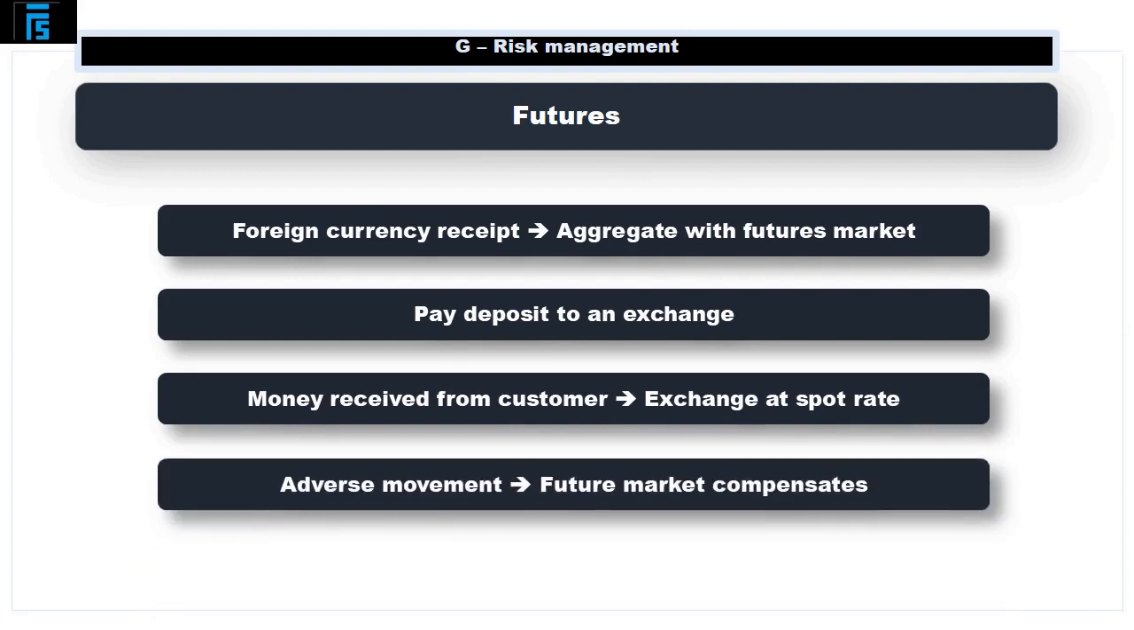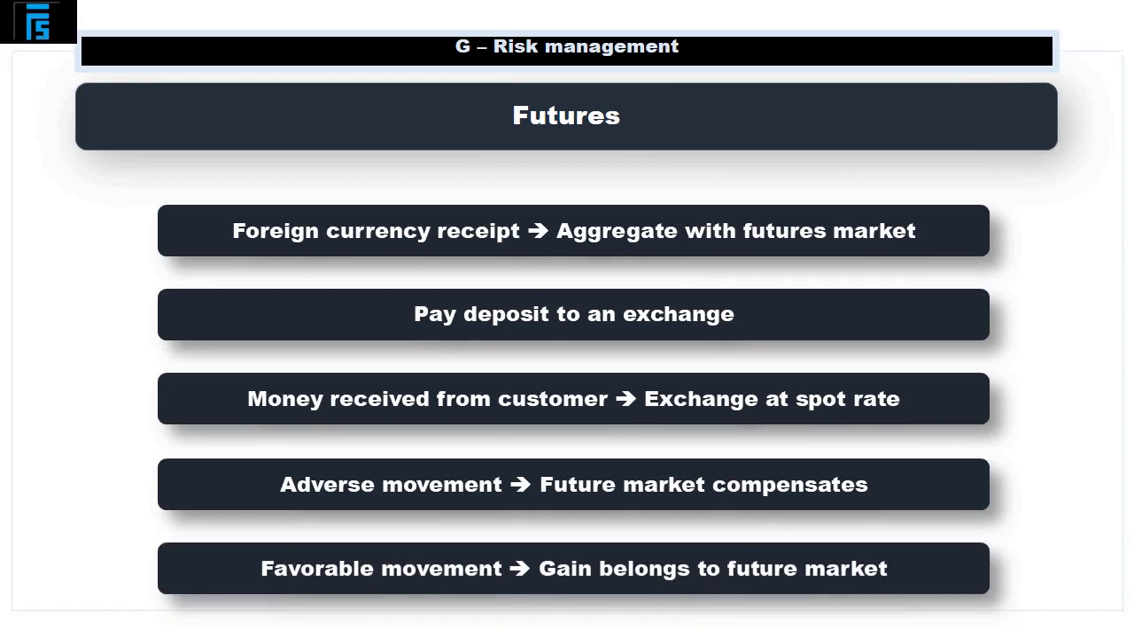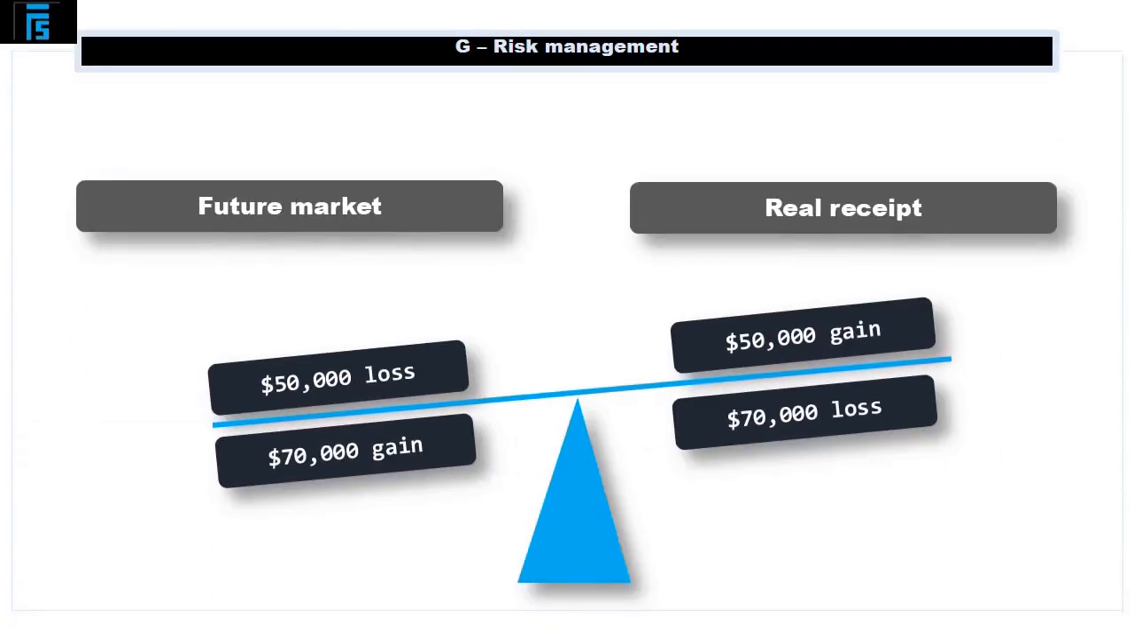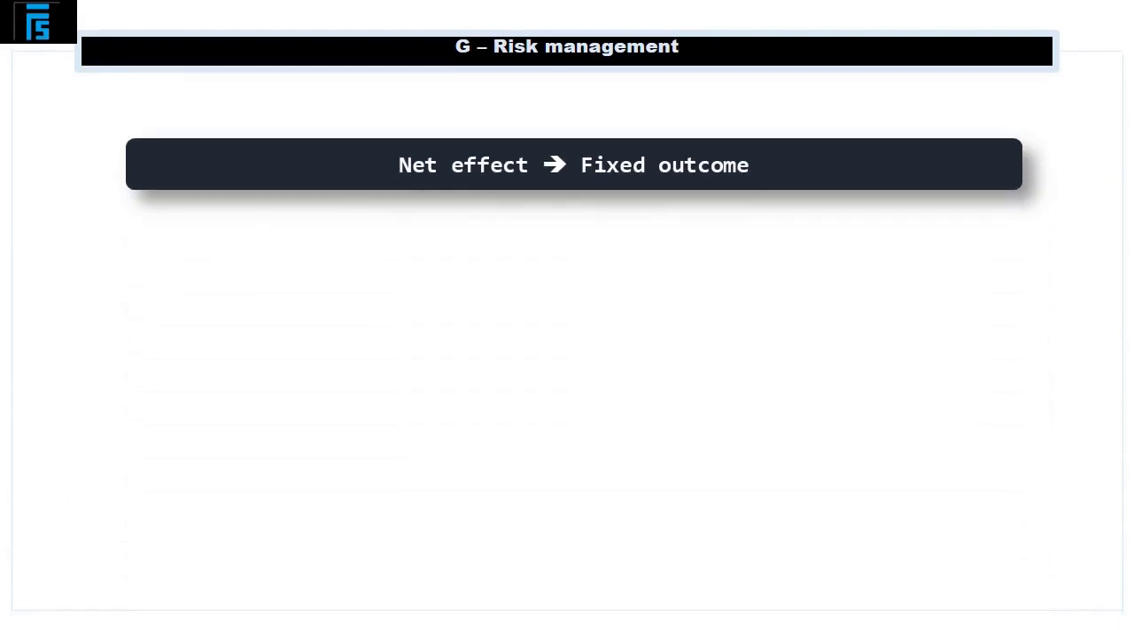However, the futures market will compensate us if we make a loss due to adverse movement in the spot rate. Similarly, if the spot rate moves in our favour, the futures market will take that gain away from us. In effect, the futures market acts like a counterbalance on a seesaw. The net effect is a fixed outcome, as gains and losses due to movements in the spot rate are effectively removed by the futures market.